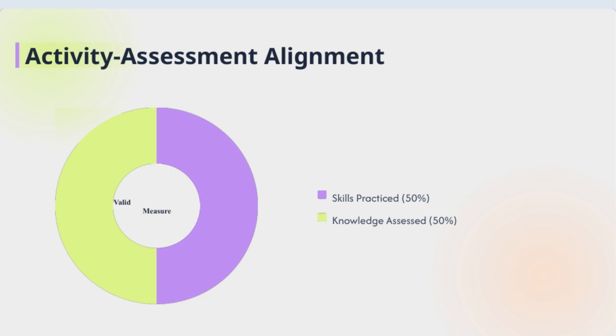Another critical point is activity assessment alignment. This means that the activities learners engage in should directly connect to the assessments we're using. If there's a mismatch, the results won't give us a true picture of their abilities. Overall, these elements work together to create a fair and effective way to evaluate learning, making sure we're truly capturing both understanding and practical skills.